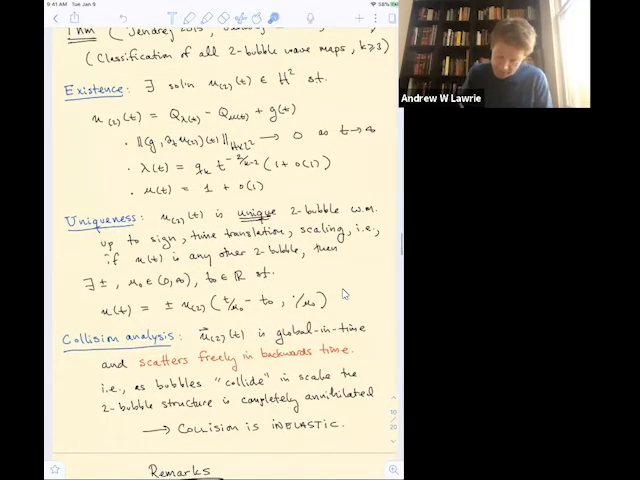So you have what is called a collision analysis, and in colloquial terms, the collision of these two bubbles is inelastic. The bubble structure is destroyed by the collision. The solution completely disperses in opposite time.